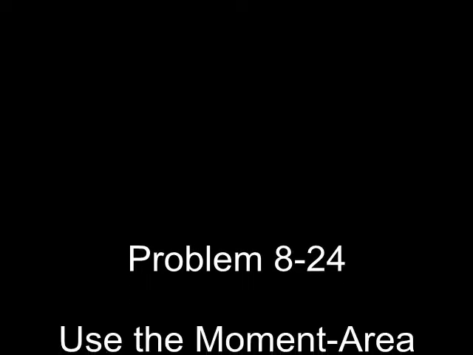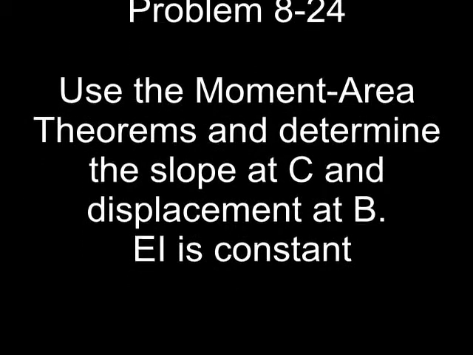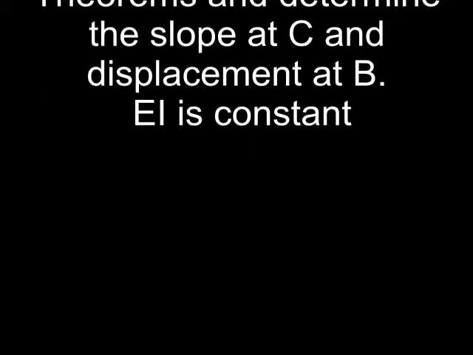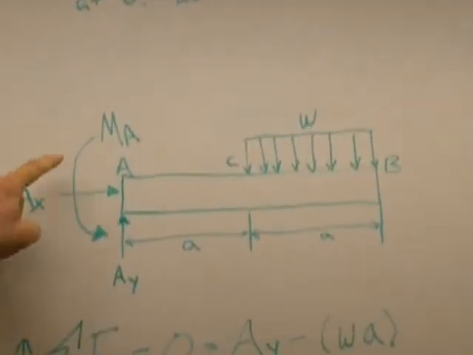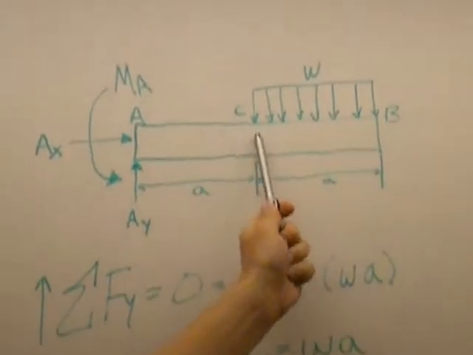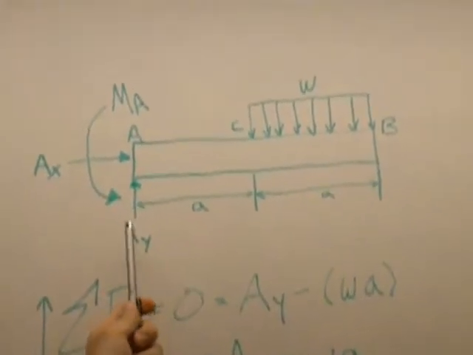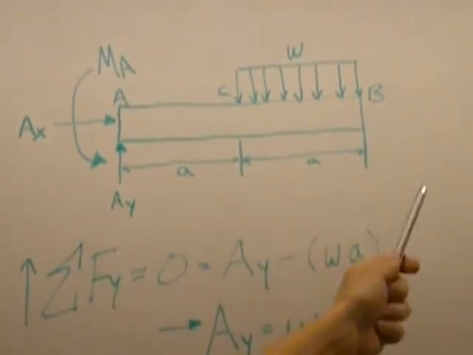Problem 824. Use the moment area theorems and determine the slope at C and the displacement at B. E and I are constant. We have a beam that is fixed at end A and has a distributed load from C to B, with a distance a between A and C and between C and B.